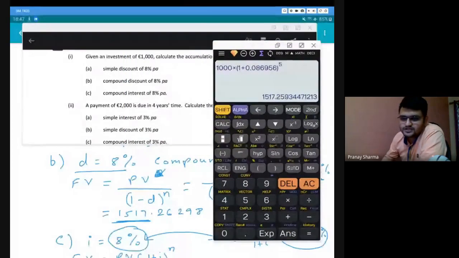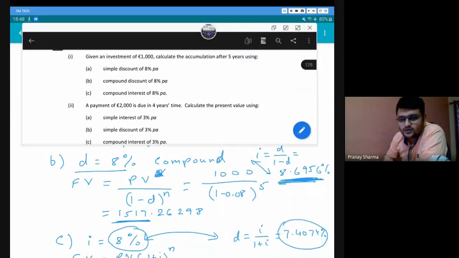The slight difference is because of the decimal points that we have taken. So I can convert my D into I and still find the answer and get the same answer. So this is going to be called equivalent rates. That means they are not equal, but they give us the same cash flows, same future value, same present value, whatever we were trying to calculate. Even if we use the other one, that is called equivalent rates.